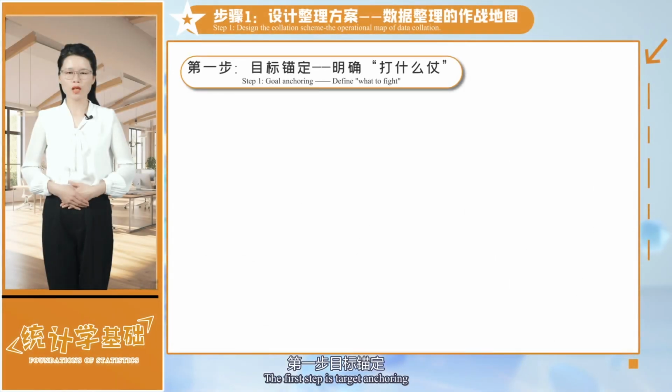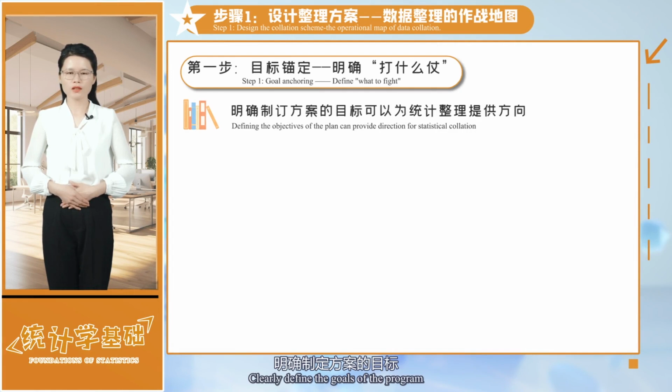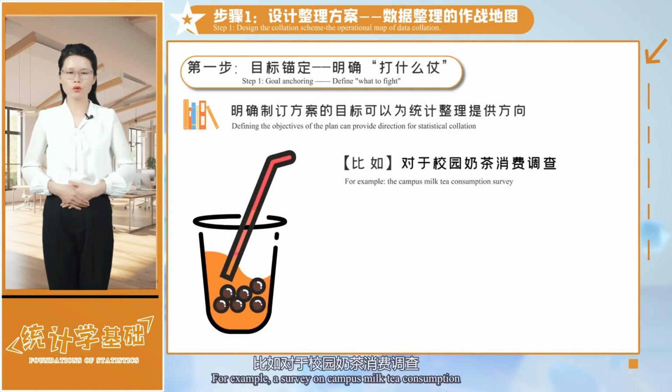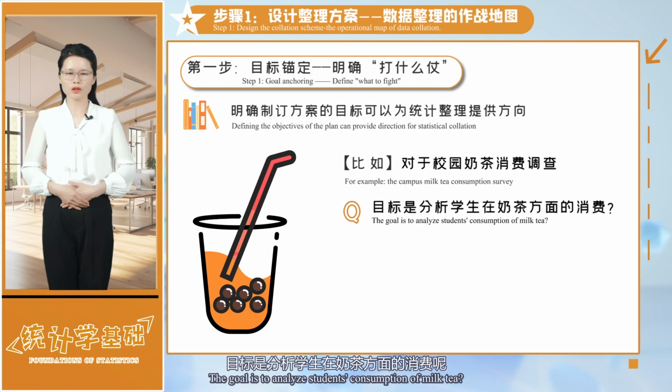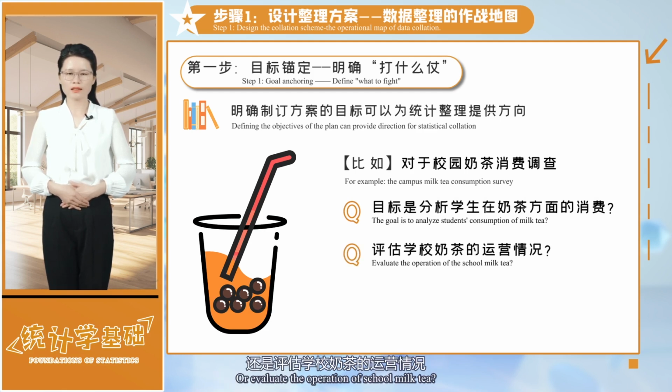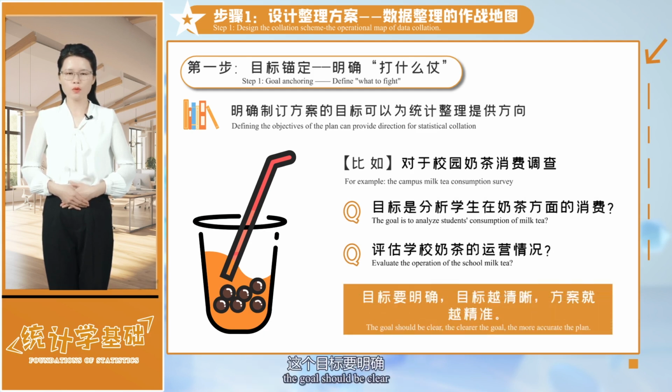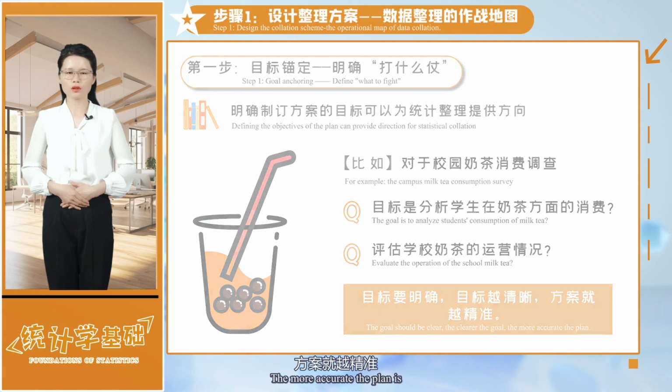The first step is target anchoring, summarization and refinement, and clearly define the goals of the program. This can provide direction for statistical collation. For example, a survey on campus milk tea consumption. The goal is to analyze students' consumption of milk tea, or evaluate the operation of school milk tea. The goal should be clear. The clearer the goal, the more accurate the plan is.